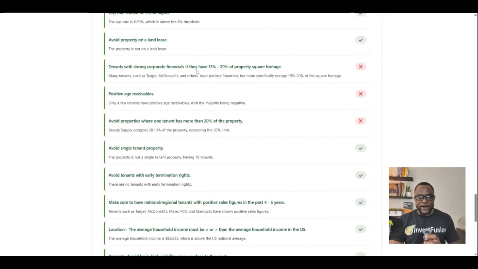Tenants with strong corporate financials. Now it says many tenants, such as Target, McDonald's, and others, have positive financials, but none specifically occupy 15 to 20% of the square footage, which makes sense. What it's saying is those tenants that have strong financials like Target, McDonald's, Starbucks, do not occupy more than 15 or 20% of the property space. The only tenant that occupied more than 20% was the one whose financials could not be determined. And that's why it gave it a red mark.